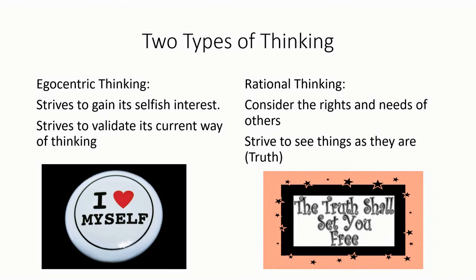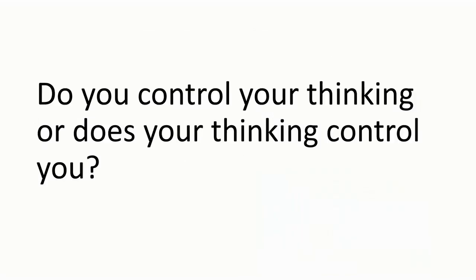Now, we both have egocentric thinking as well as rational thinking. There's no way to eliminate one or the other, but we have to be aware that they do exist, because out of that awareness, we can direct the way we think, which leads to this last question. Do you control your thinking, or does your thinking control you?